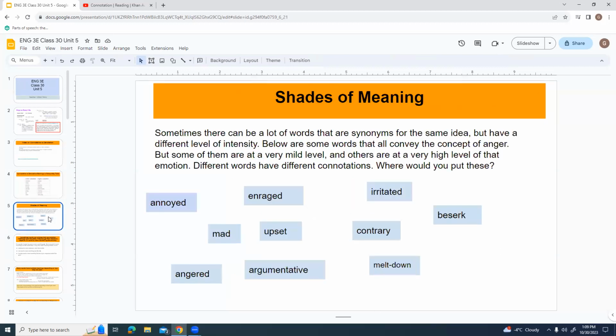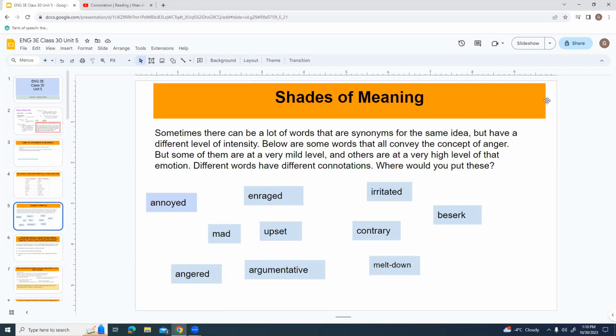All right, so along with the idea of connotation is a concept that they sometimes call shades of meaning, where you have a lot of synonyms for the same idea, but they have a different level of intensity. So below I've listed some words that all convey the concept of anger. But some of them you think of as a very mild level of anger, and some of them might be a very high level of anger because these different words have different connotations.